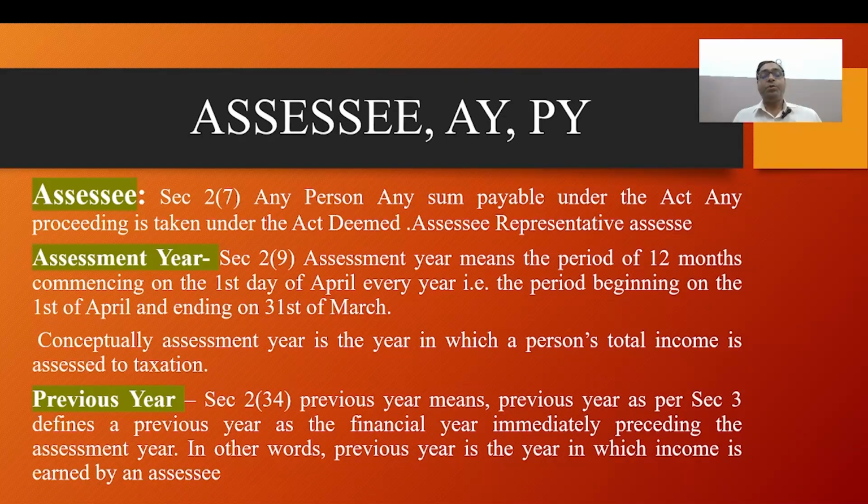Previous year, Section 2 clause 34. Previous year means previous year as per Section 3, which defines a previous year as the financial year immediately preceding the assessment year. In other words, the previous year is the year in which income is earned by an assessee.